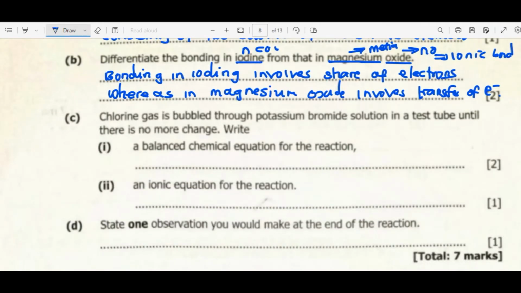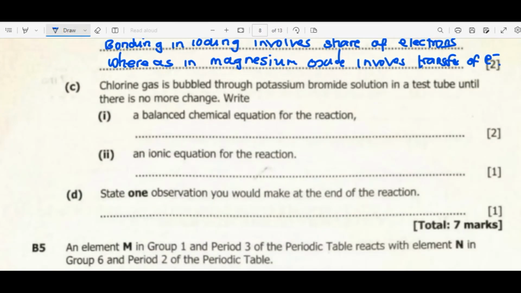Now we move on to question C. Chlorine gas is bubbled through potassium bromide solution in a test tube until there is no more change. Write a balanced chemical equation for the reaction. Now first we need to look at the trend in group 7 elements.